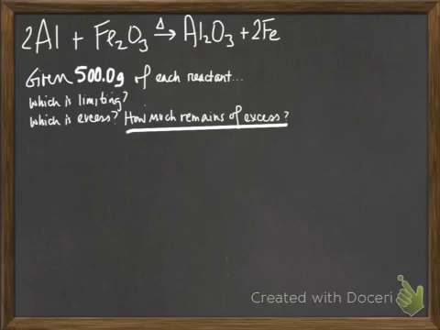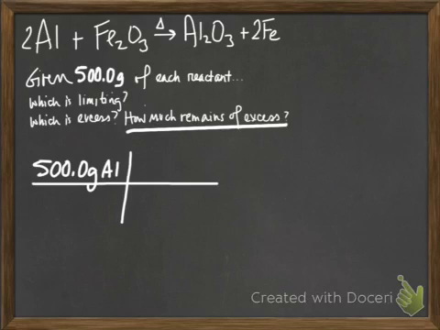So, clearly, a little bit different. What do we start our factor label with? A given. Does it matter which one? Nope. We can start with either one. Now, this is a totally different problem than the other one. We don't actually know which is the limiting and which is the excess. So I'm just going to go ahead and stick with my usual thing. In the absence of some compelling reason to do otherwise, I start with whatever's first in the equation.